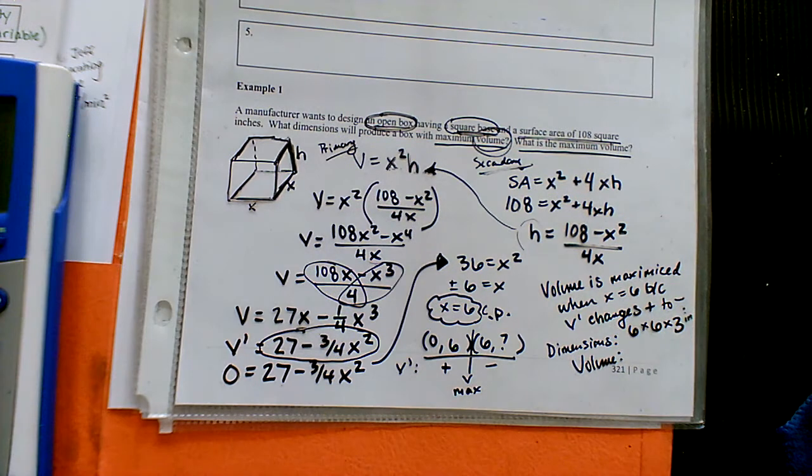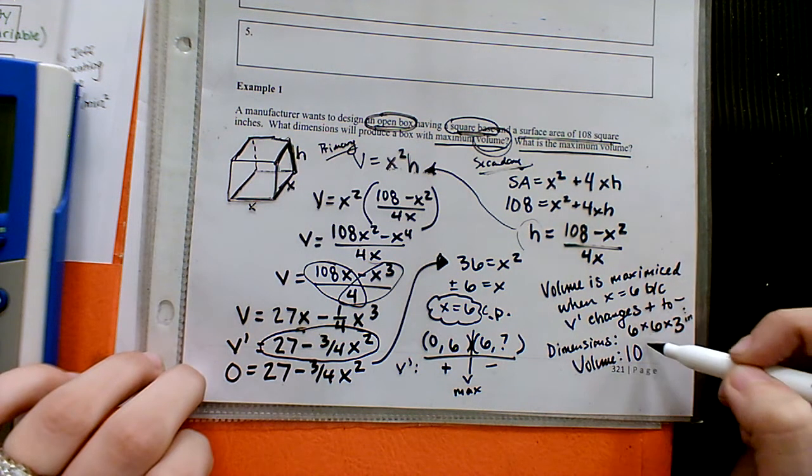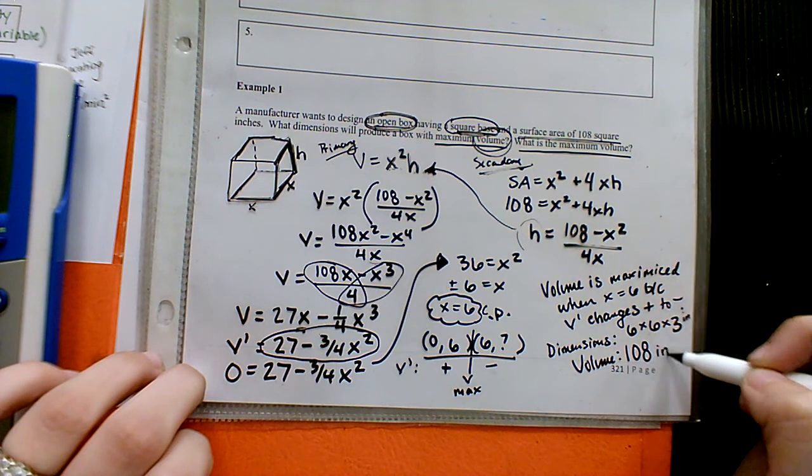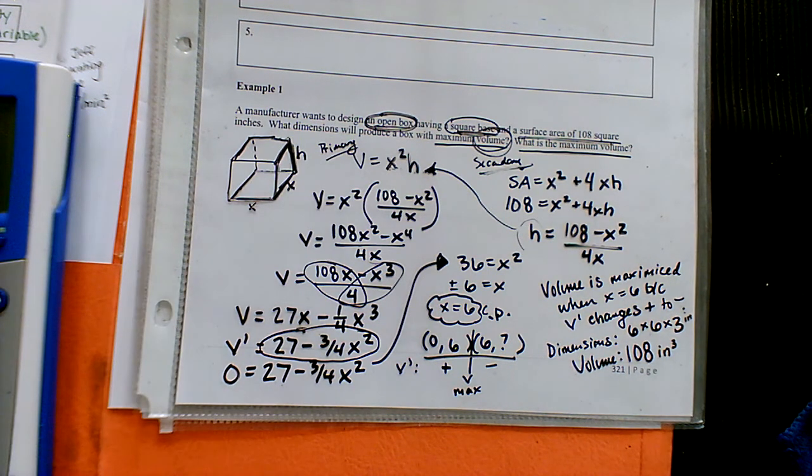And then our volume, if we do length times width times height, so 6 times 6 times 3. 108. So it looks like the surface area and the volume are the same amount.